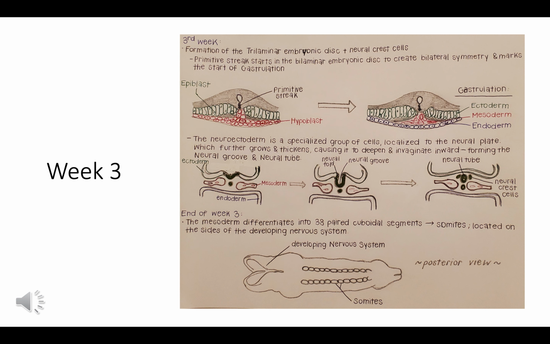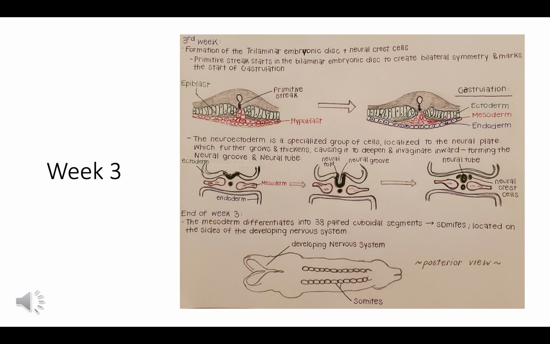Now, during week 3, the primitive streak forms within the bilaminar embryonic disc and begins the process of gastrulation to form the 3 layers: ectoderm, mesoderm, and endoderm. In addition, the central nervous system begins to develop, which includes the spinal cord and the brain.